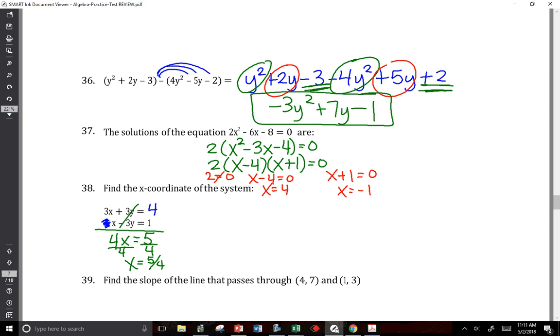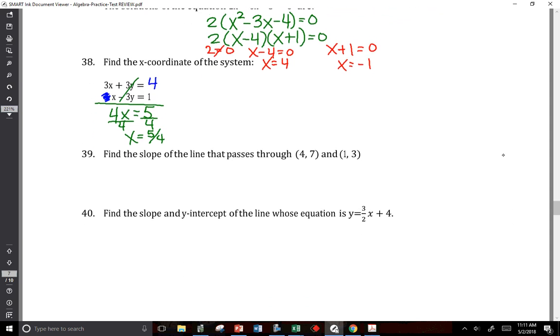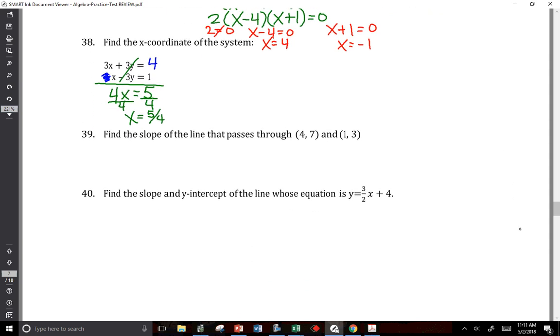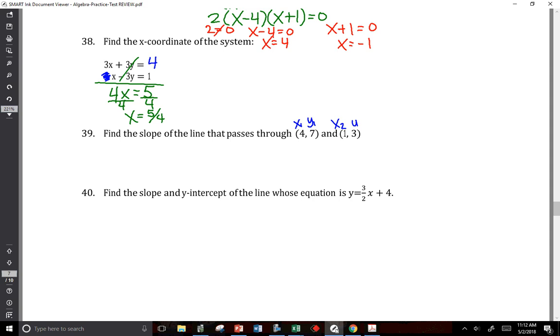Okay, find the slope and the y-intercept of the line whose equation is y equals 3/2 x plus 4. So what's the slope? 3 over 2. And what's the y-intercept? They might say 0, 4, or they might just say 4, right? So you just pull the parts out of the equation. Whatever's in front of the x is your slope. Whatever the number by itself is, called the constant, is your y-intercept. We like that question, right?